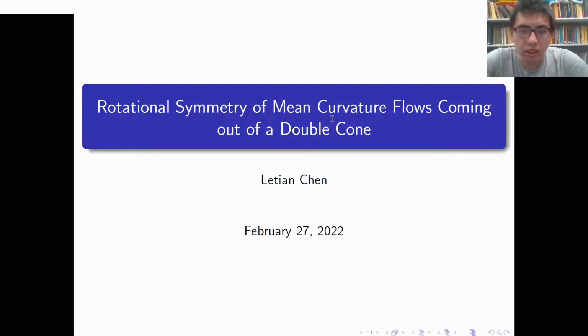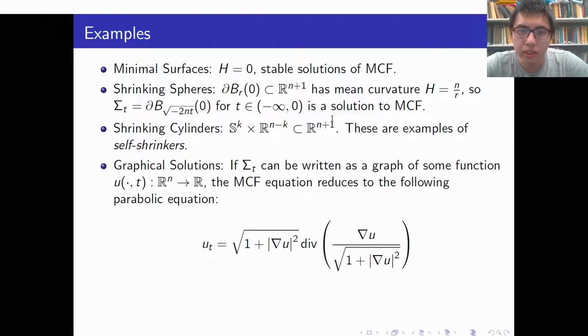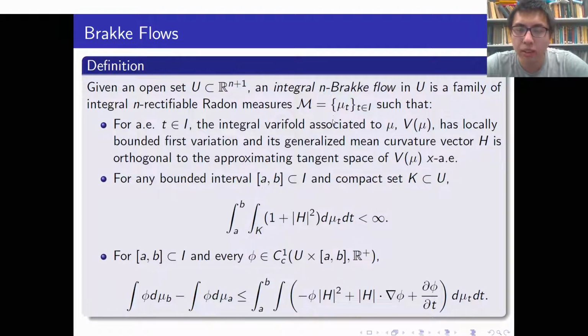Okay, so this is the second part of my talk, rotational symmetry of mean curvature flows coming out of double cones. And just to remind you, last time we explained what mean curvature flow is, we explained what a Brakke flow is, which is a generalization of mean curvature flow of singular hypersurfaces, in particular allowing singular initial data.